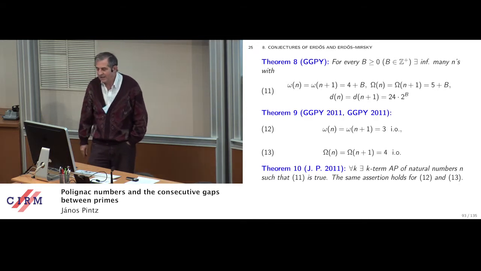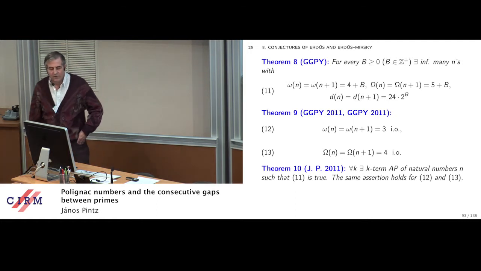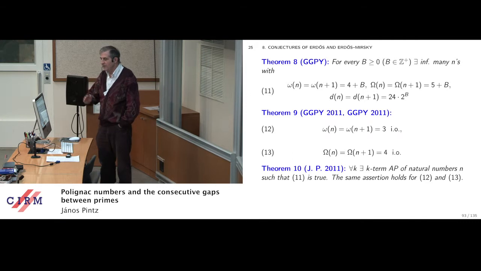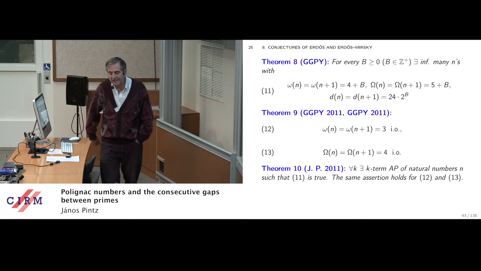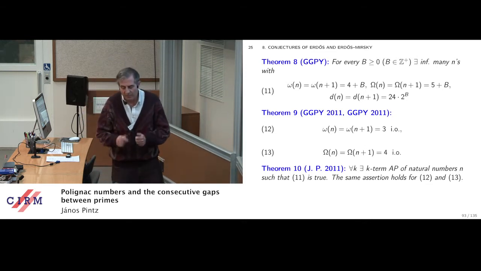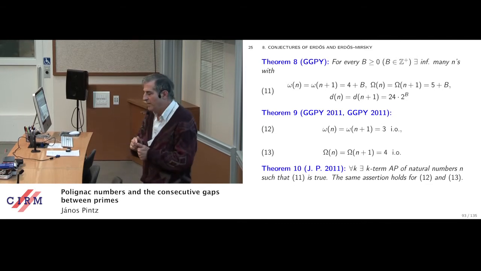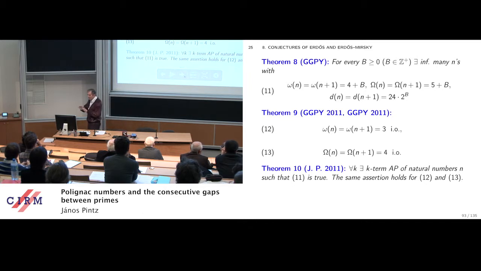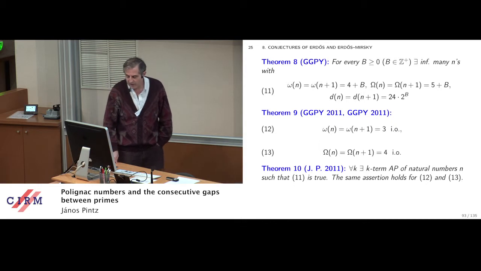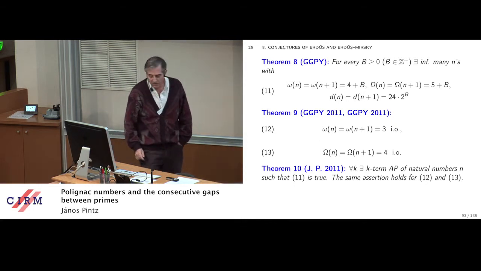And then we could show such results, so that means we could find infinitely many arguments for which not only little omega, capital omega, or d(n) take the same value, but first they take the same value simultaneously. Secondly, excluding some very small values, we can prescribe the common value as well, which was not possible with earlier methods. And so, for example, we get that omega n equals omega n plus 1 equals 3 infinitely often.